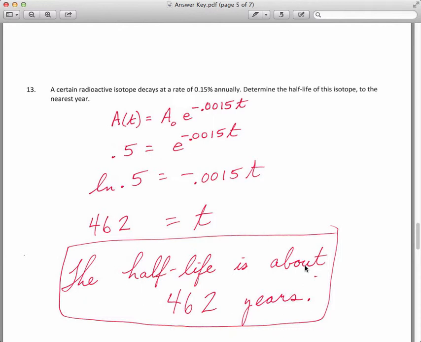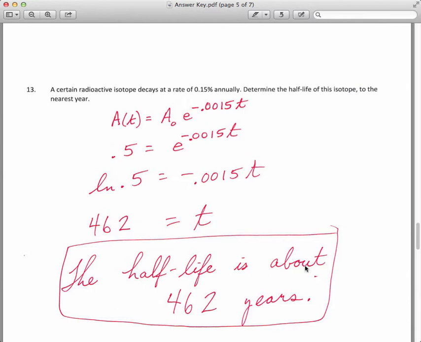Problem number 13. A certain radioactive isotope decays at a rate of 0.15% annually. Determine the half-life of this isotope to the nearest year. Okay, so 0.15% annually means we have a negative 0.0015 for that rate in our exponent. So decay means the rate's negative, and we have to change that percent into a decimal, so 0.0015.